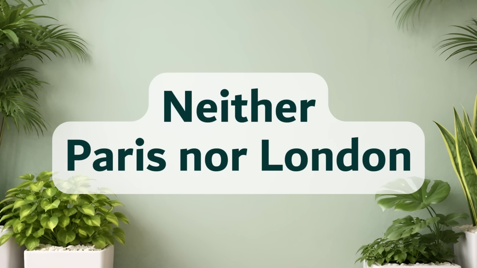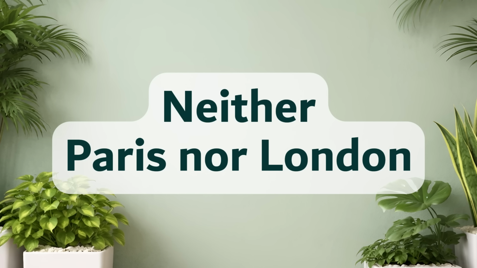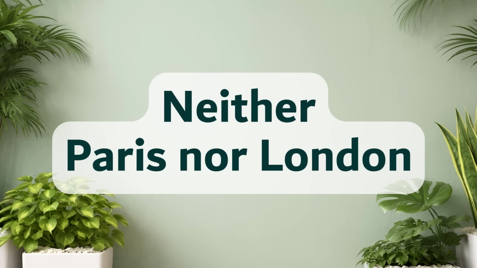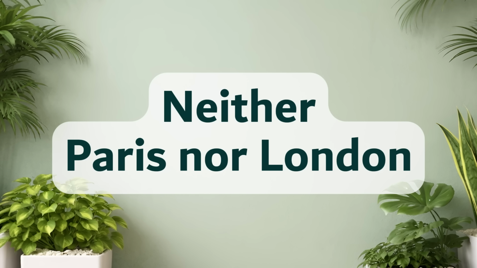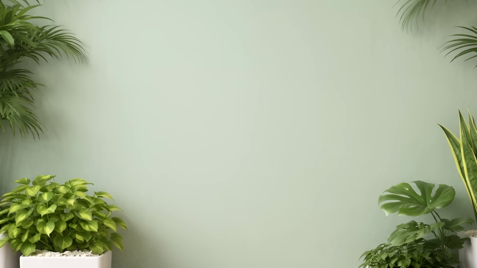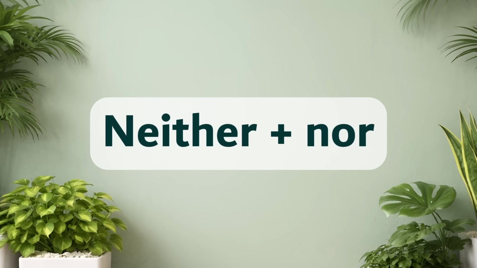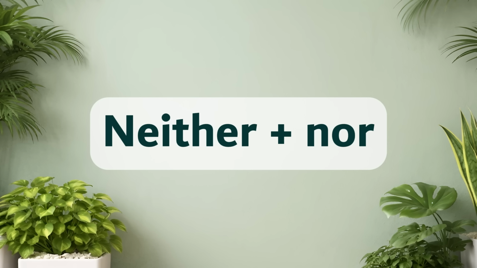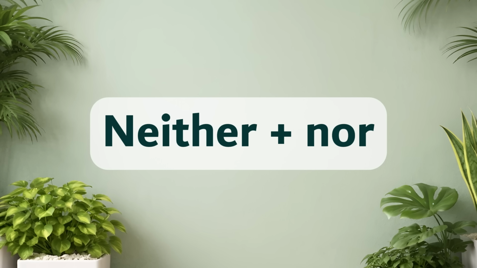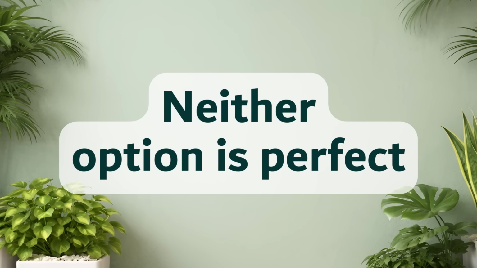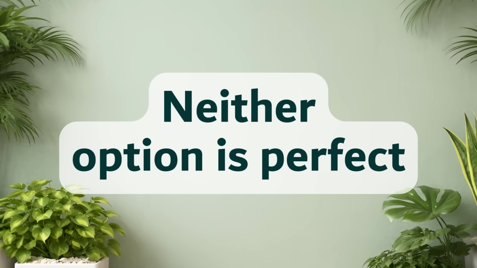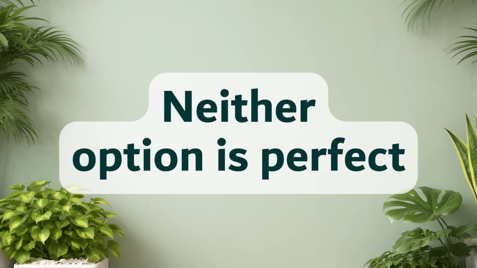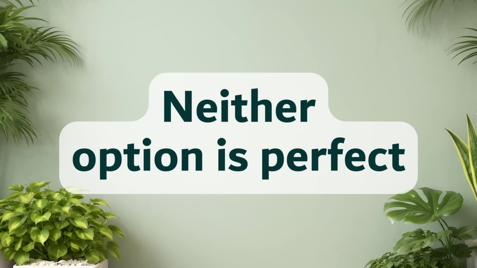Here's another example. "I visited neither Paris nor London last year." This means I did not visit Paris and I did not visit London. Notice another common pattern. Neither is often followed by nor. For example, "Neither my brother nor my sister speak Spanish." "Neither option is perfect." "Neither restaurant is open today." In every case, both possibilities are rejected.